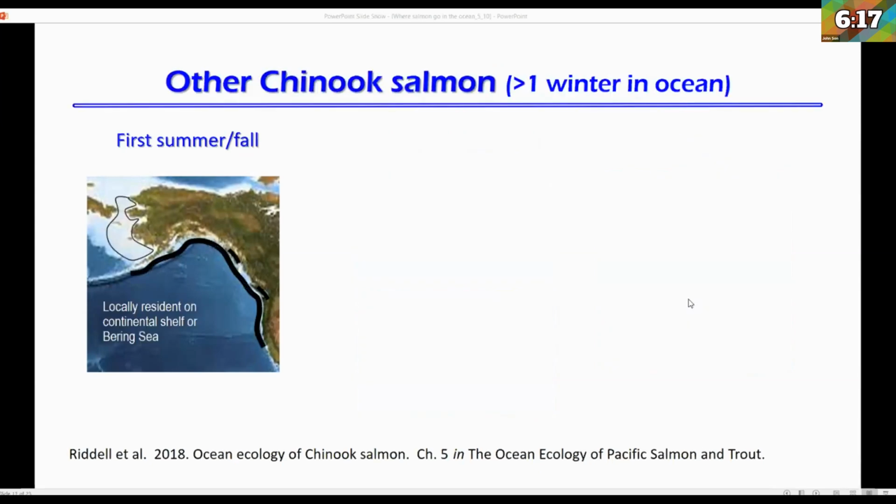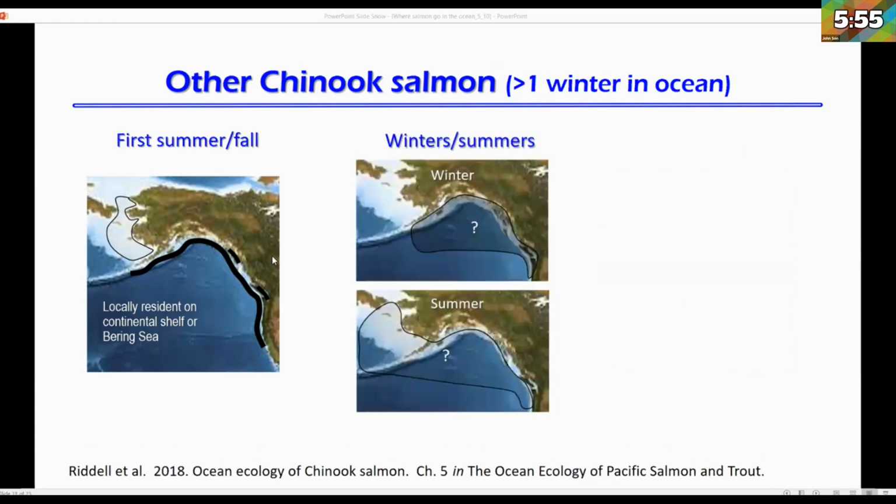For other Chinook salmon, they really show a unique pattern in that they appear to be locally resident along the continental shelf or the Bering Sea. They're not really moving quickly. And we also have groups that are hanging out in Southeast Alaska, as well as Puget Sound and the Strait of Georgia. So they're kind of milling about, eating and not doing any kind of directed movement per se.